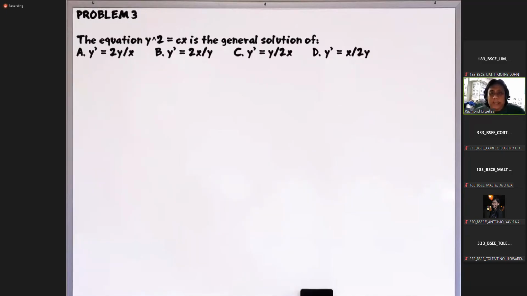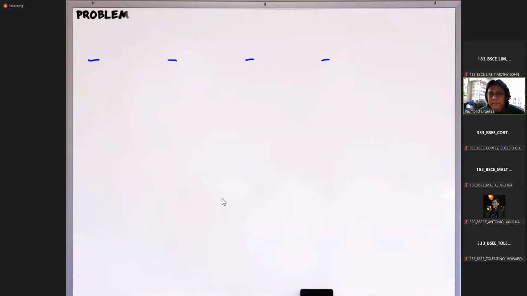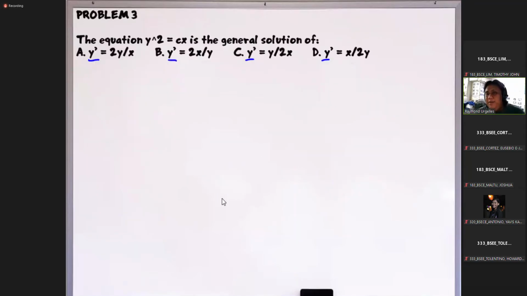Dito naman baliktad, diba? Okay? This time, we are given the general solution. We are getting the differential equation. Nakuha ba? Actually, kung makikita natin sa choices, we just need to get the first derivative. Ganun lang yung form ng equation natin sa choices. Kaya dito baliktad. Yung ginawa natin sa checking, yun yung gagawin natin sa problem na yun, tapos hahanapin natin yung differential equation. Okay? Let's try this.